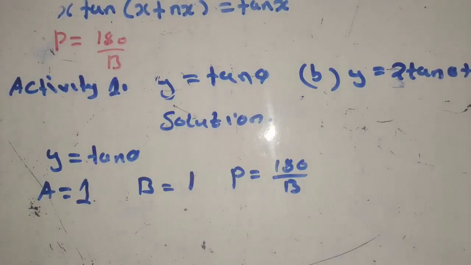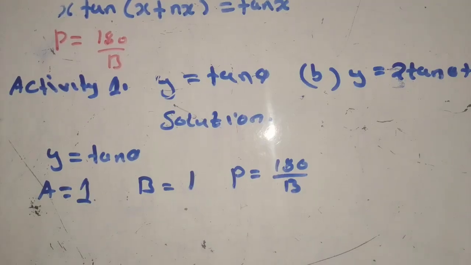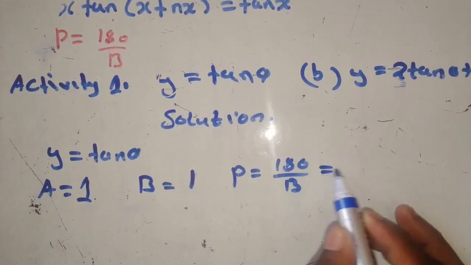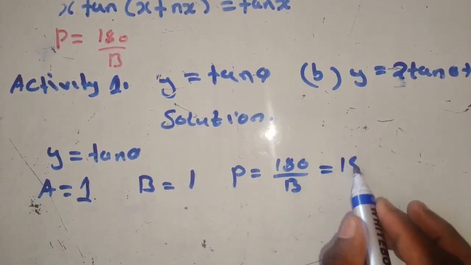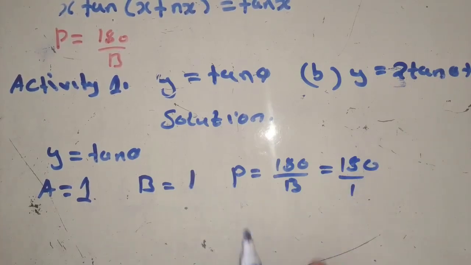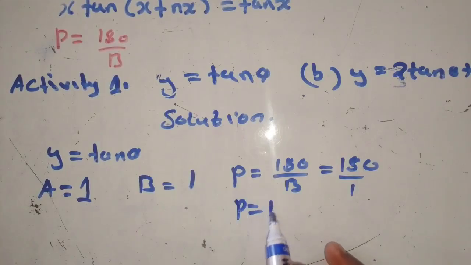Okay, so I believe you have gotten what I've said. So this will take us to 180 over b, where b is 1. So we're going to have 180 divided by 1, and the period will be 180.